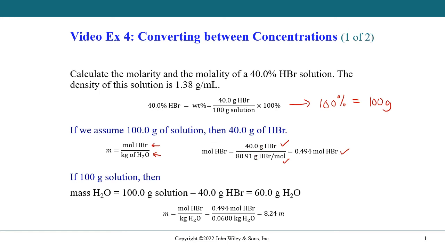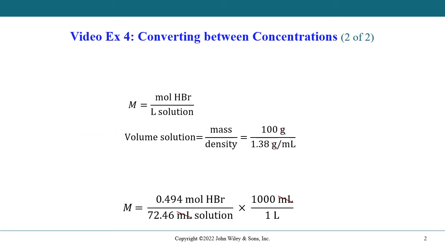Then remember that for calculating molality, we must convert this to kilograms, so we divide this value by 1,000. That gives us 0.0600 kilograms. Then we can do the molality calculation, which is the moles of solute, moles of HBr, over kilograms of water, and we end up with 8.24 molal solution.